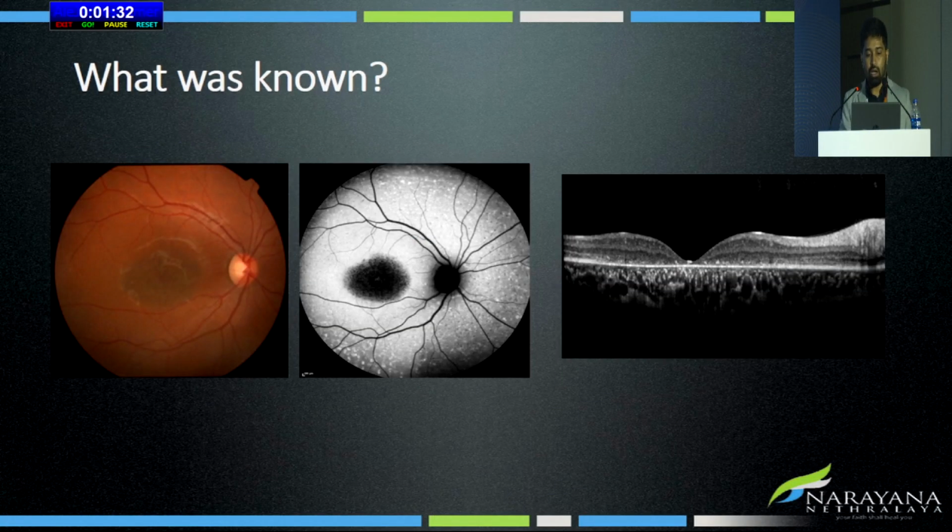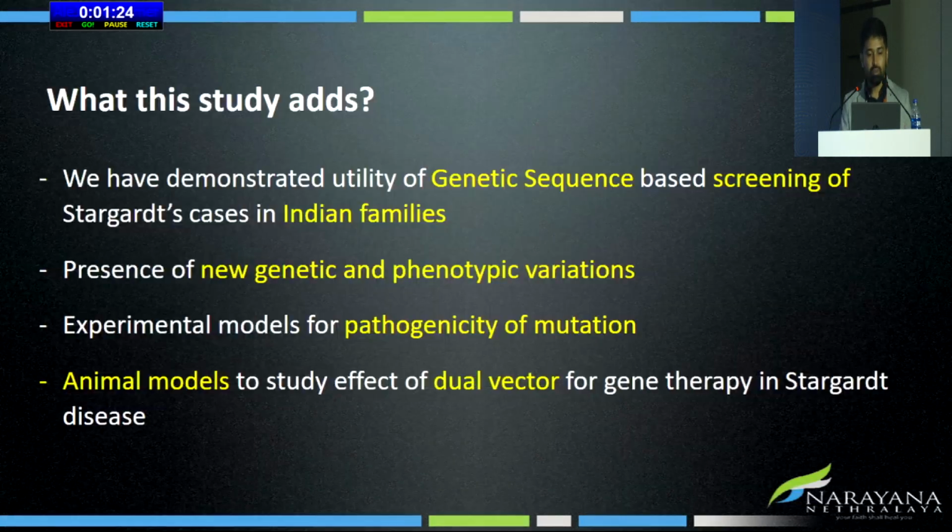So to conclude, what was known was Stargardt. This is how a Stargardt looks, and it is most commonly caused by ABCA4 homozygous mutation. What this study adds is the genetic sequencing and screening of Stargardt cases in Indian families, presence of new genetic and phenotypic variations, and experimental models for the pathogenicity of the mutation. And we also had animal models to study the effect of the dual vector. All of this, including patient recruitment, vector production, and enzyme work, was done in India.